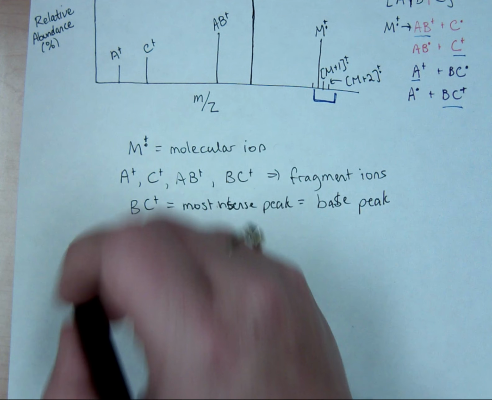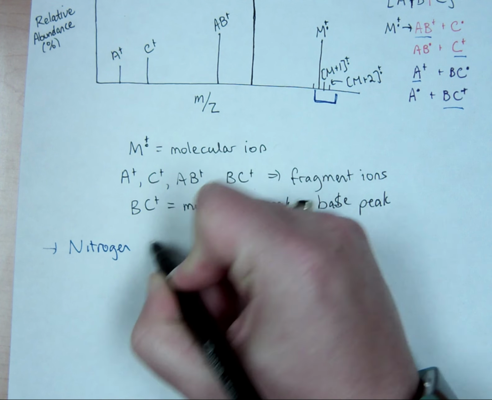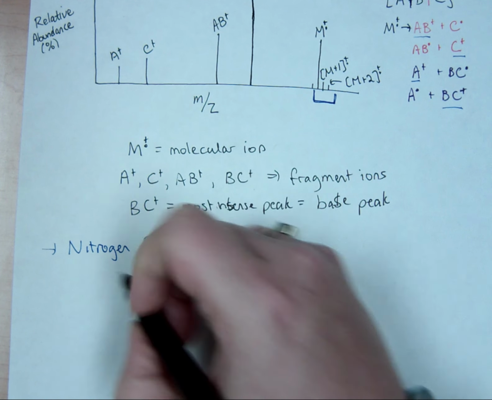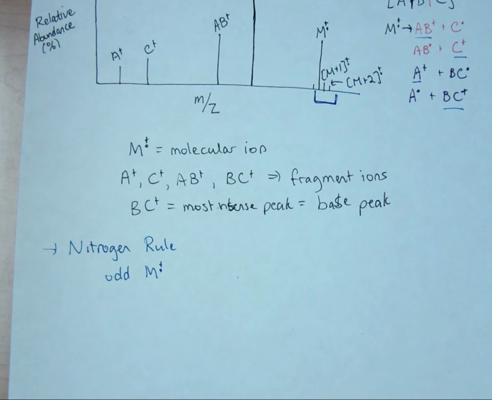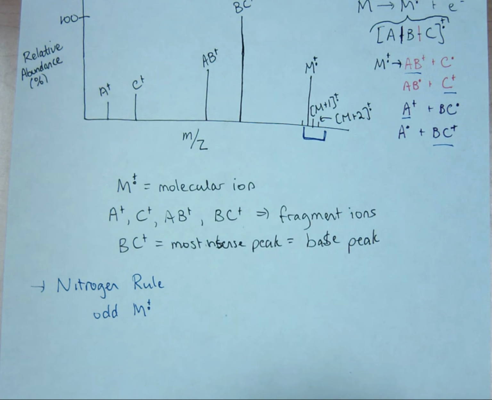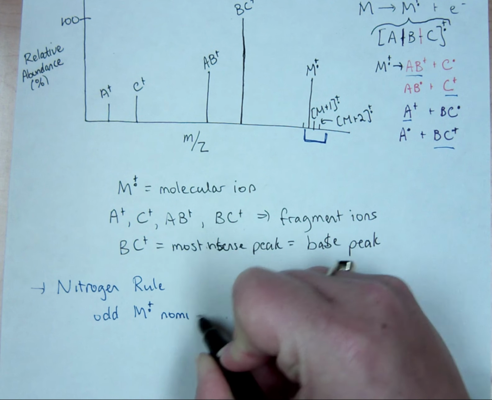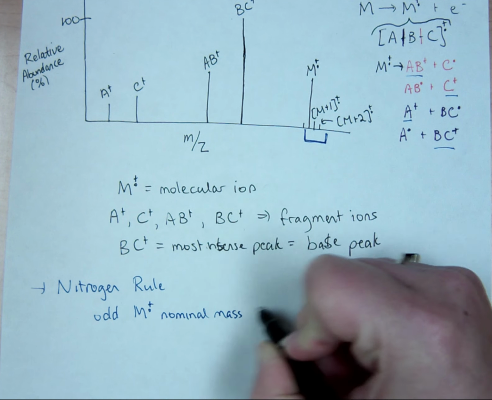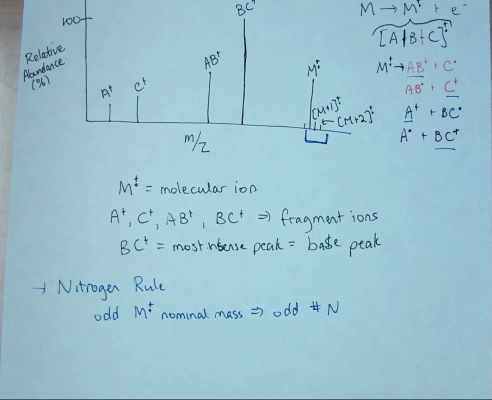So one quick and easy thing we can do is apply what we call the nitrogen rule. The nitrogen rule simply says if you have an odd molecular ion, and this applies for electron ionization only, this does not apply to an ESI spectrum. But in an electron ionization spectrum, if you have an odd M dot plus nominal mass, then you have an odd number of nitrogens. Now this could be 1, 3, 5, 7, we don't know how many nitrogens, but we know there's an odd number, which means there's at least one of them.